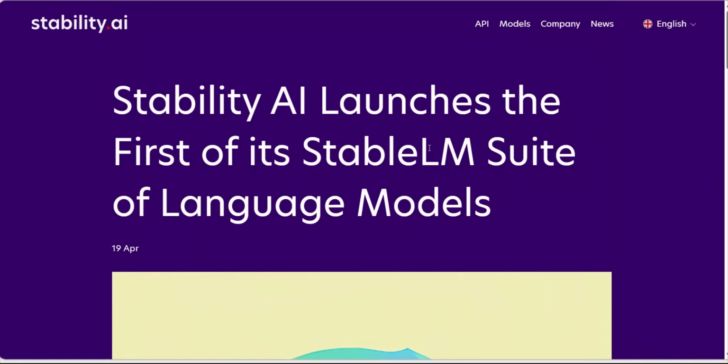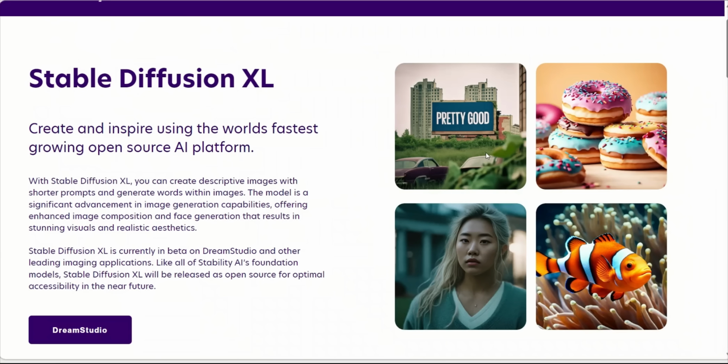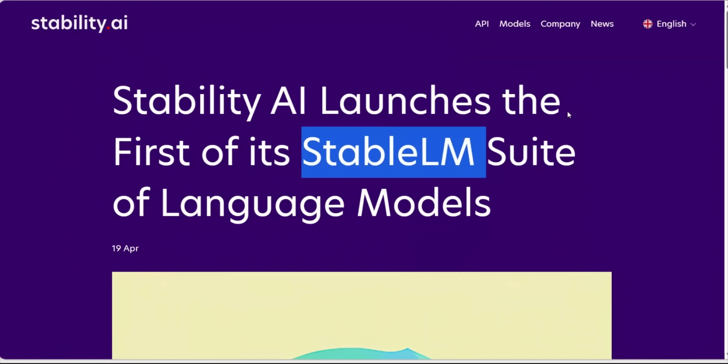Today, a company called StabilityAI announced the release of their collection of large language models. If you're not familiar with them, they're the company behind Stable Diffusion. Stable Diffusion is a collection of open source models which has really driven the advancements in image generation. They recently announced Stable Diffusion XL, which is one of the first models which can accurately generate images with text. And now they're entering the competition for creating the best open source large language model with their StableLM.